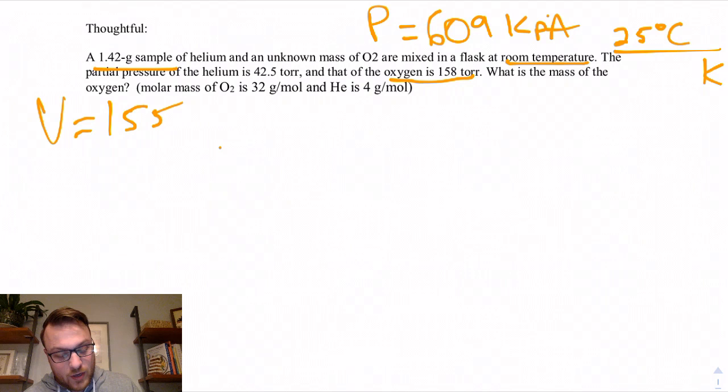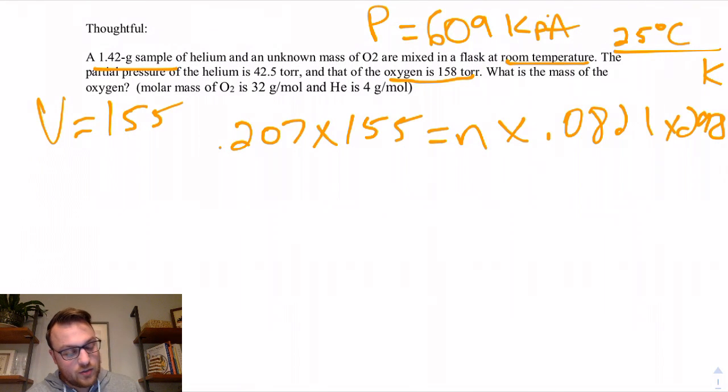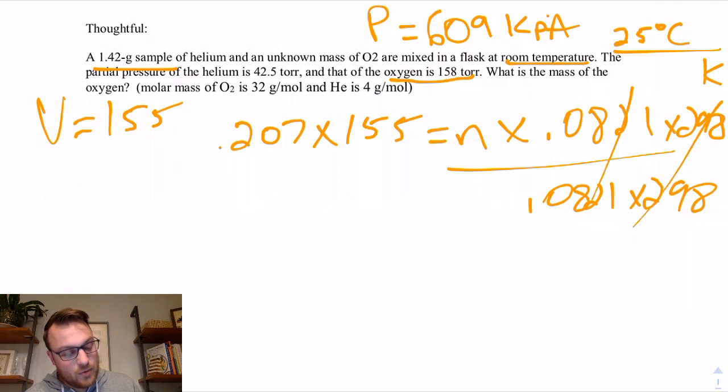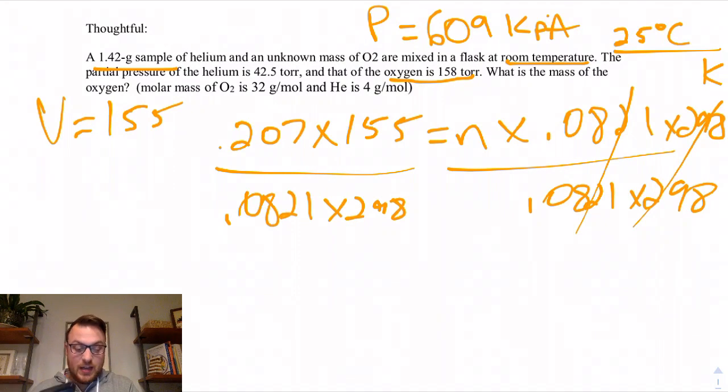That's the volume, 155. The n for oxygen, you don't know. The R is 0.0821. And the temperature is not changing. That's still 298. Divide by 0.0821 times 298 on both sides. Plug that into your calculator. That's going to make a lot of noise because it jams on like half the keys.